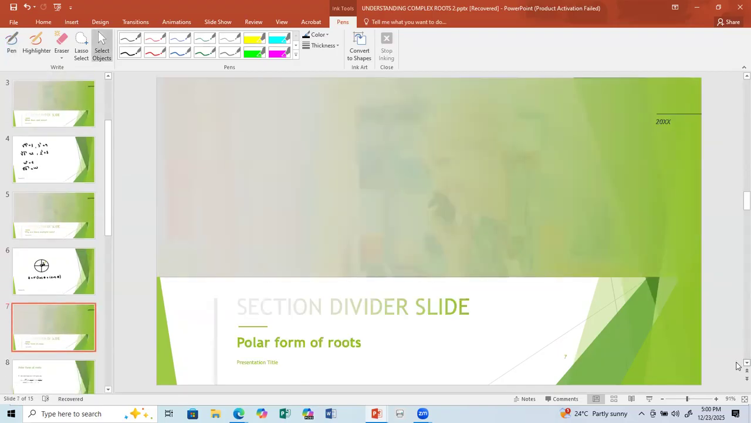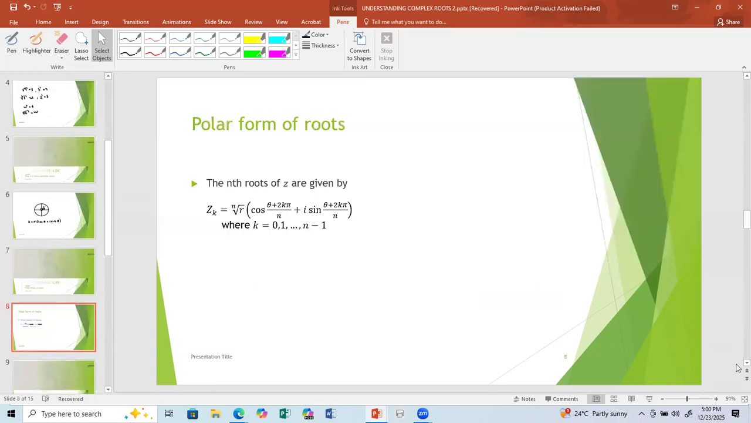Now, let's talk about the polar form of the roots of a complex number. There exists a formula which is very critical to obtain the nth root of a complex number. The nth roots of a complex number are given by the formula z_k equals the nth root of r times cosine of (theta plus 2k pi) divided by n plus i sine of (theta plus 2k pi) divided by n, whereby k varies from 0 to n minus 1.